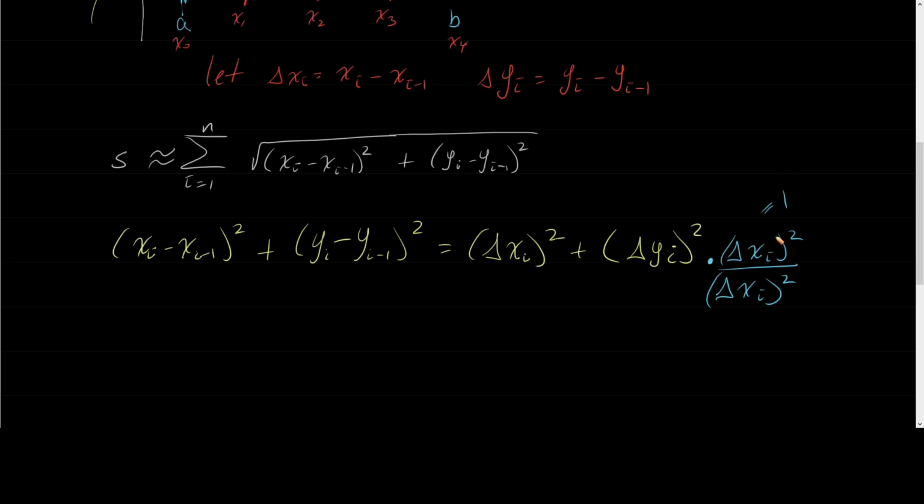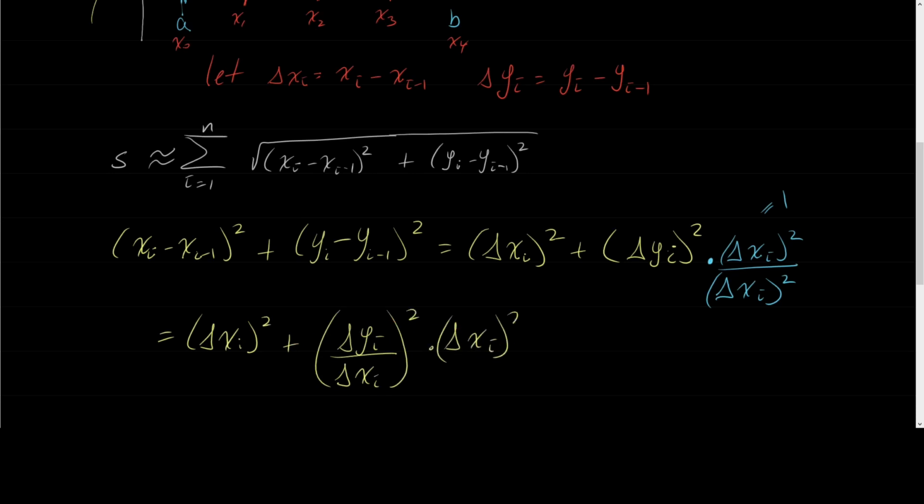And I'm only multiplying it to this second piece right here, not to this first piece. So what does that give me? Well, what do we end up with? I'm going to rewrite it a little bit differently. So I'm going to have delta x sub i squared plus delta y sub i over delta x sub i, everything squared, times delta x sub i, quantity squared. All right, so that's what we get there.